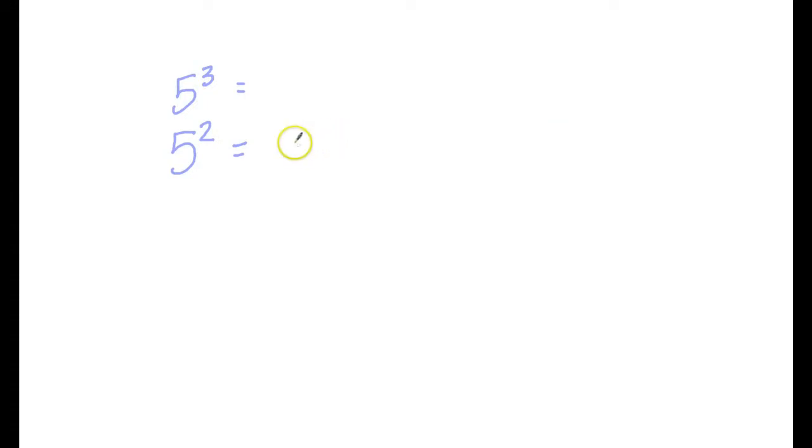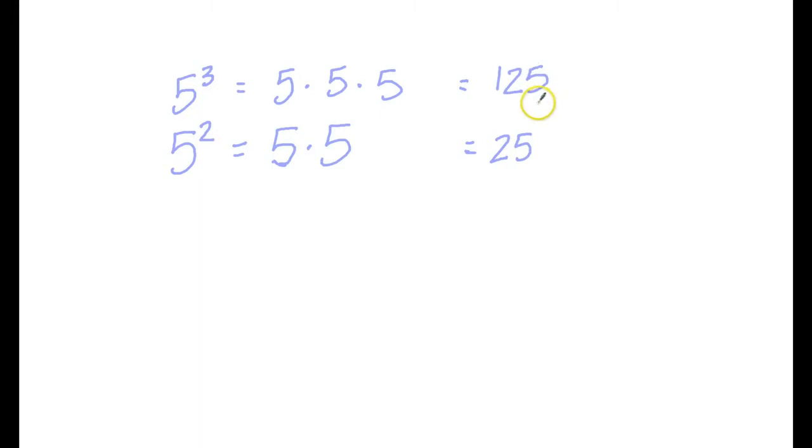5 squared is equal to 5 times 5, okay? Which is equal to 25. Then we have 5 cubed. That's equal to 5 times 5 times 5, and this one is equal to 25 times 5, which is 125. Okay, well then what happens if we have 5 to the 4th? Well, that's going to be 5 times 5 times 5 times 5, which is equal to 625.